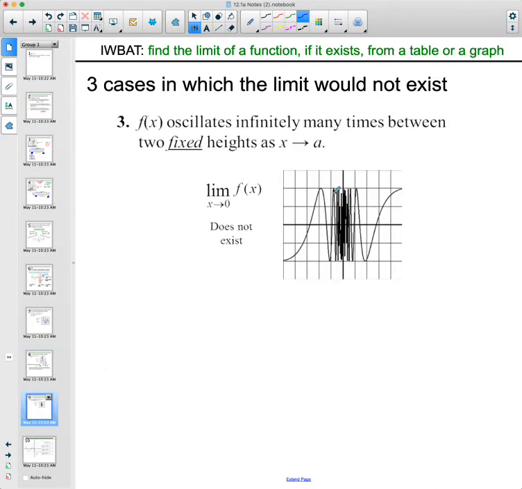Then there's this one that says that if you have a function that oscillates infinitely many times, so it's just going back and forth as you get closer and closer to the number in question. Okay, so it's just sitting there oscillating back and forth, which means going up and down, up and down, up and down at that number, then we would say that one doesn't exist.